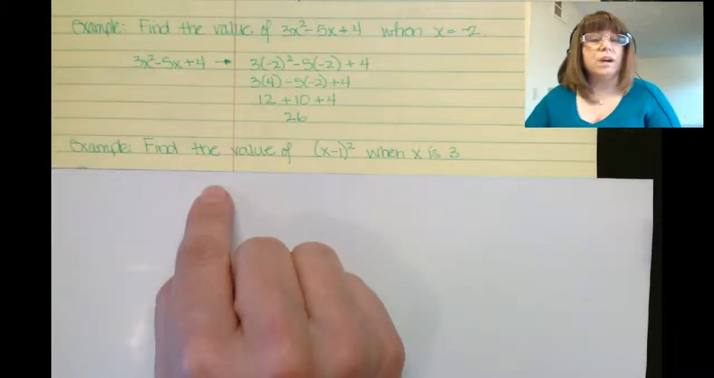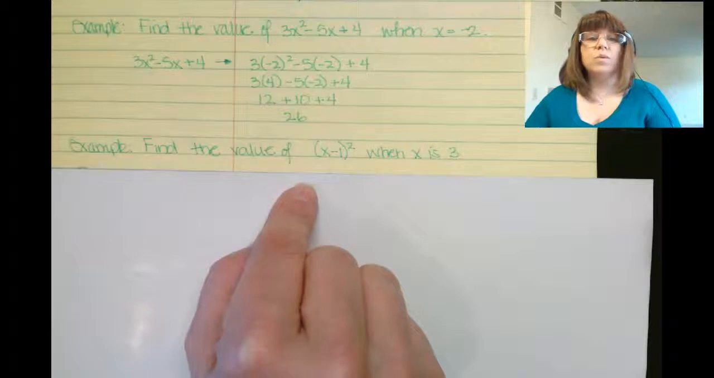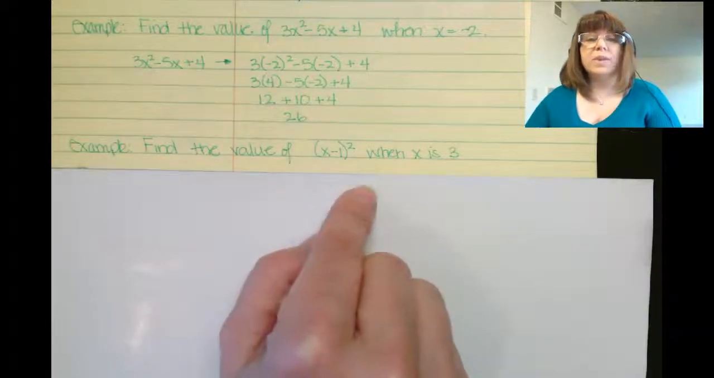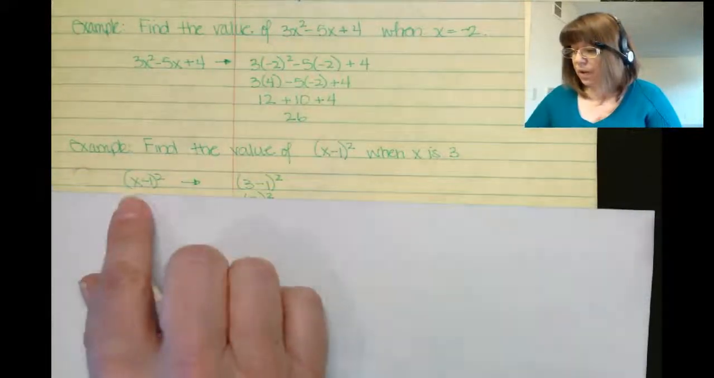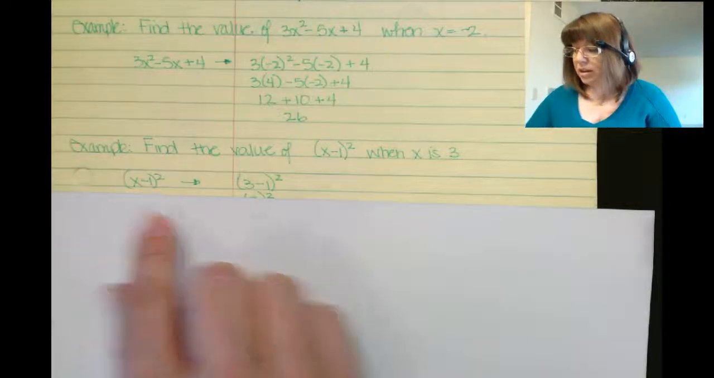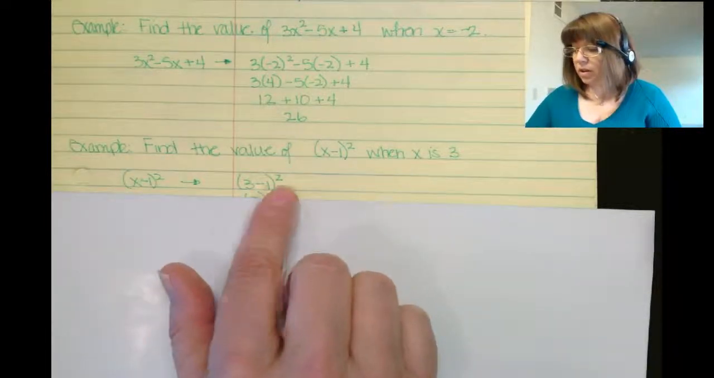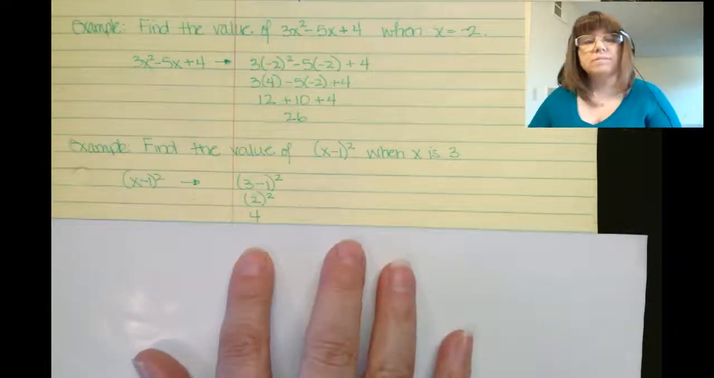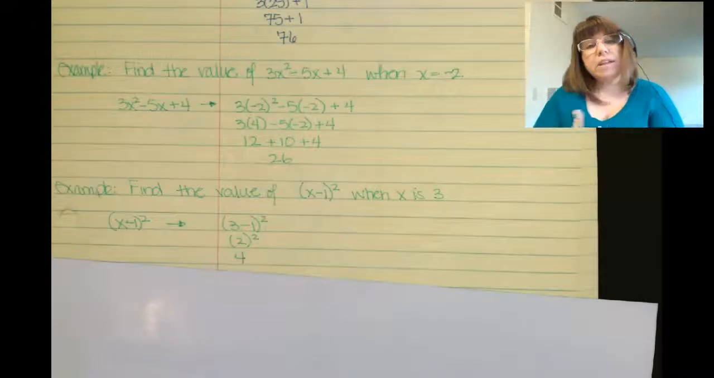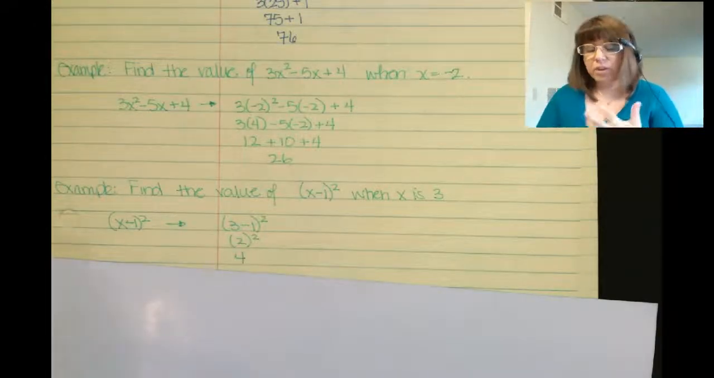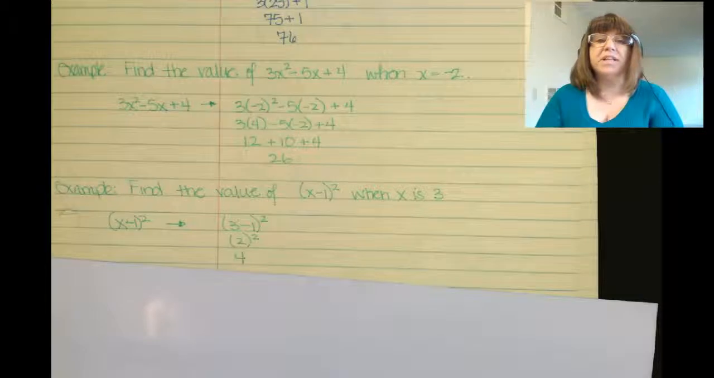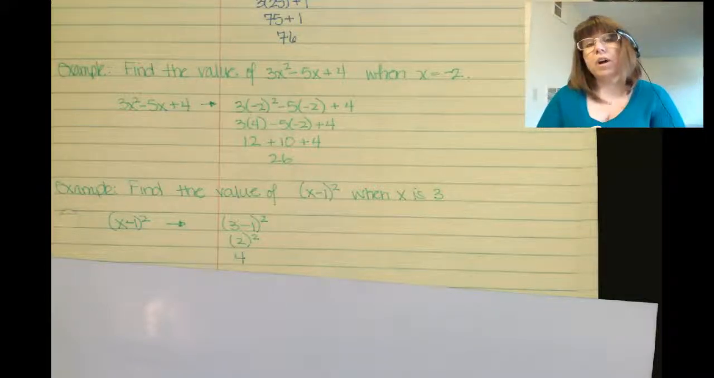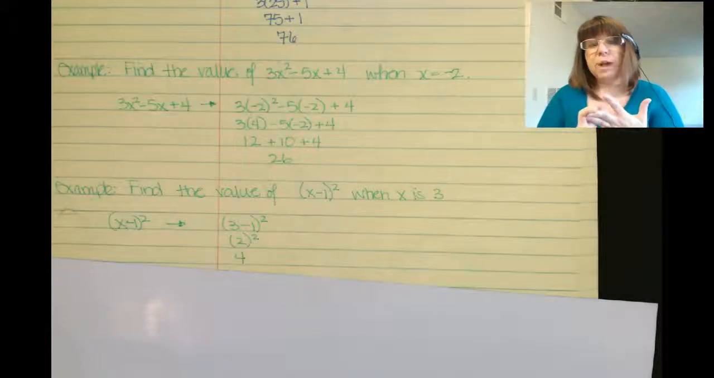Find the value of the quantity x minus 1 squared when x is 3. So x minus 1 quantity squared becomes 3 minus 1 quantity squared. 3 minus 1 is 2. 2 squared is 4. When you're given a value and you're calculating what the value of the polynomial is, you do want to remember your order of operations. Parentheses, exponents, multiplication, division from left to right, addition and subtraction from left to right.